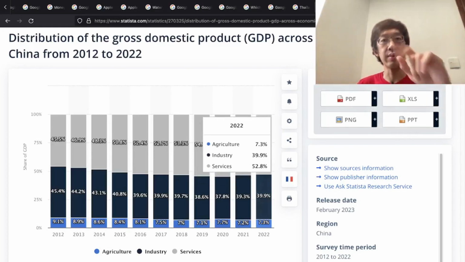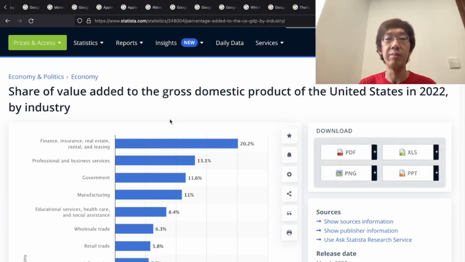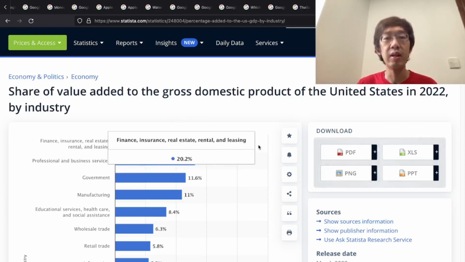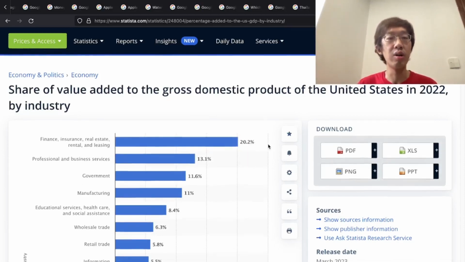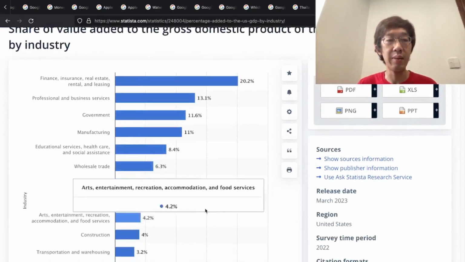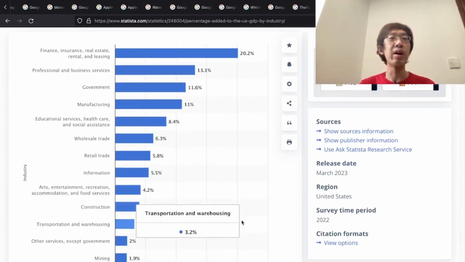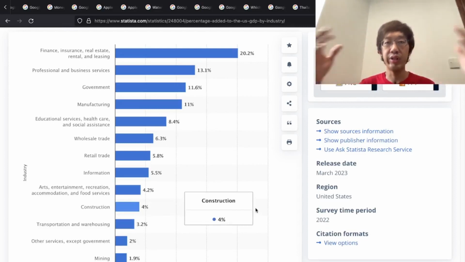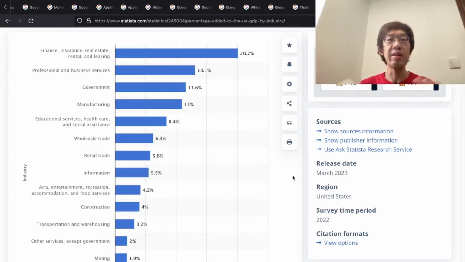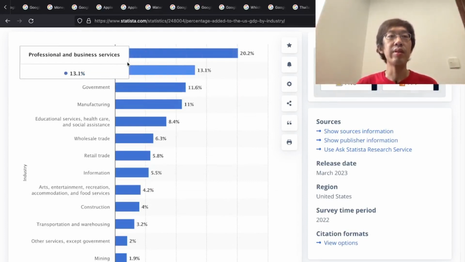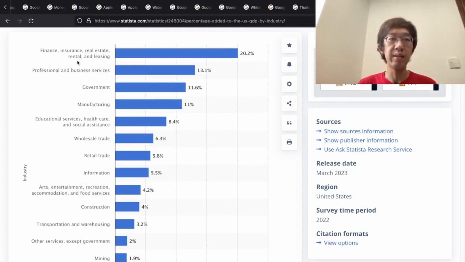How about the US? Most of the US GDP comes from finance, insurance, real estate, rental and leasing, 20.2%. That's quite a lot. A lot of people are going to think it's Hollywood. Hollywood, no, arts and entertainment is only 4.2%. We see a lot of Hollywood movies. It's very popular culture, but it's only 4.2% because the US economy is the largest, the biggest in the world. It all comes from stock markets, bond markets, insurance.